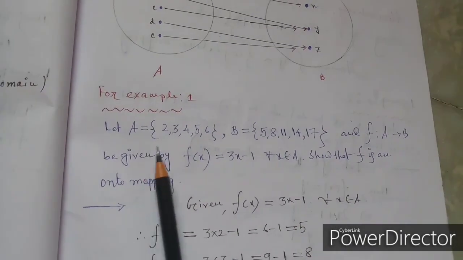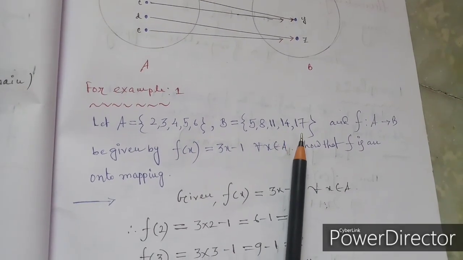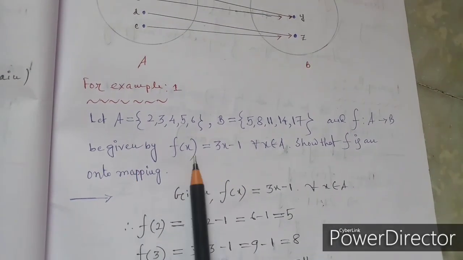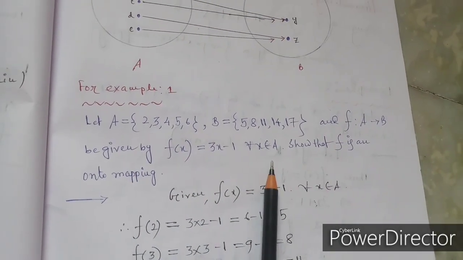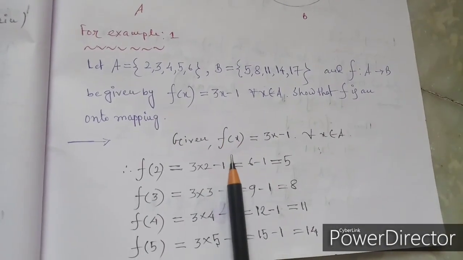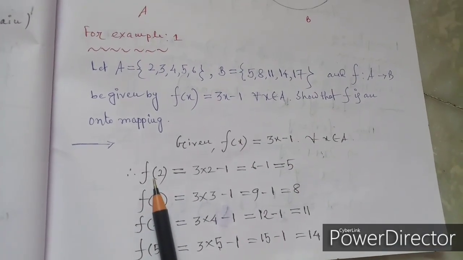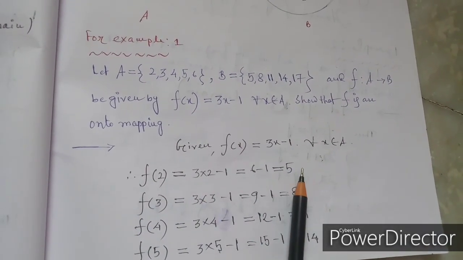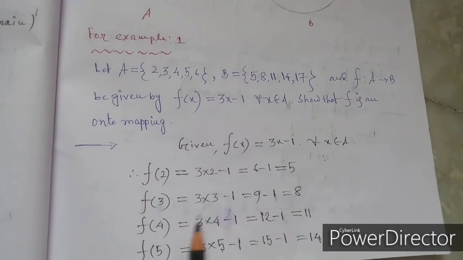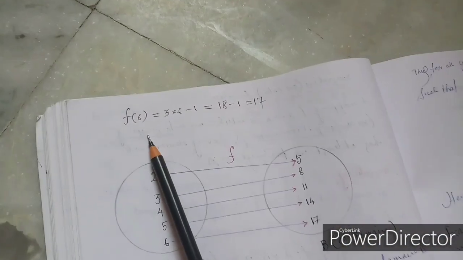Got it? For example, look at that. Let A equal {2, 3, 4, 5, 6} and B equal {5, 8, 11, 14, 17}, and f from A to B be given by f(x) = 3x - 1 for all x. Show that f is an onto mapping or surjective mapping. So what happened? f(x) equals 3x - 1. So f(2) equals how much? 3 into 2 minus 1, that is equal to 5. f(3) = 8, f(4) = 11, f(5) = 14. Similarly, f(6) equals what?